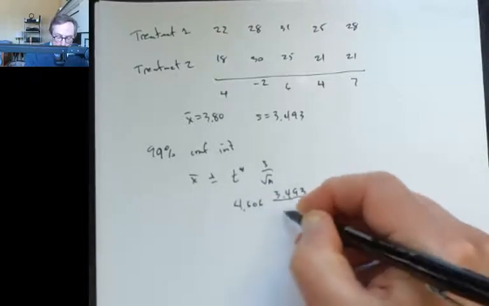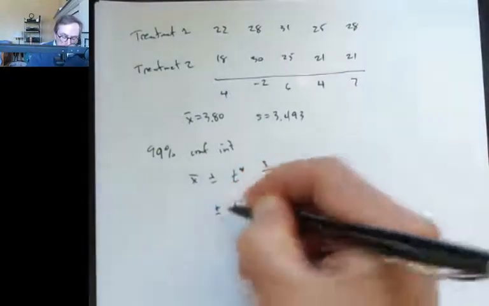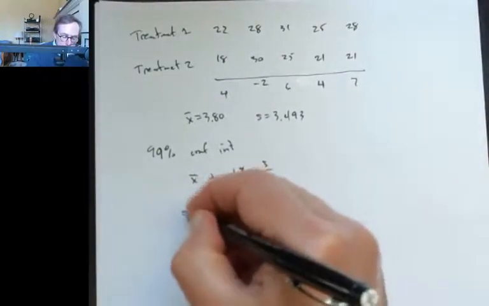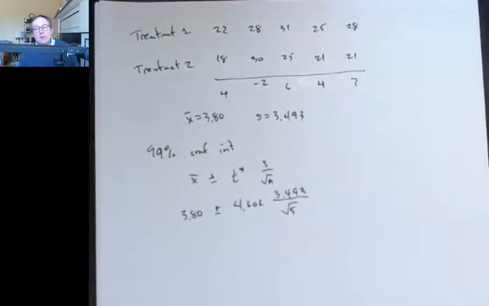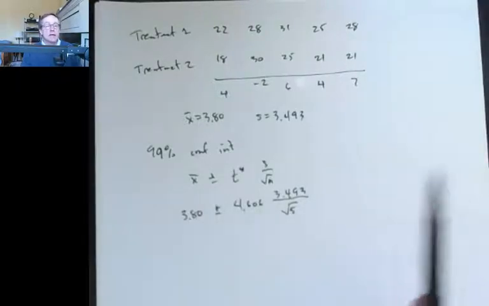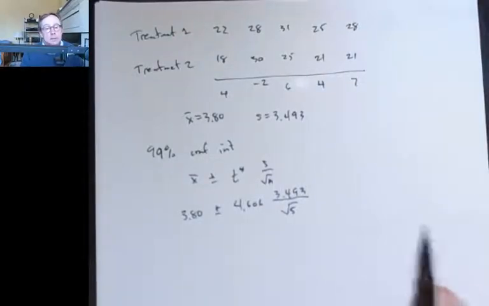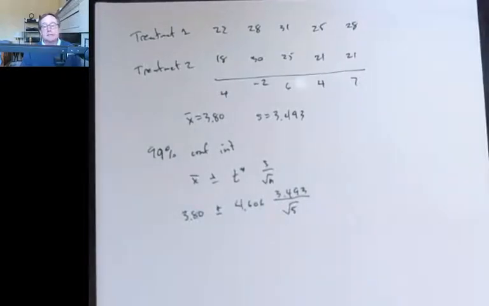3.493 over square root of 5, plus and minus 3.80. I know we've done hundreds of these. I spare you the agony. I won't even bother to punch that out on a calculator. The 4.606 came from StatKey's t-curve, and the rest is just a question of adding, subtracting, multiplying, and dividing, and taking the square root until you come up with an answer. So maybe I'll just suppress that.